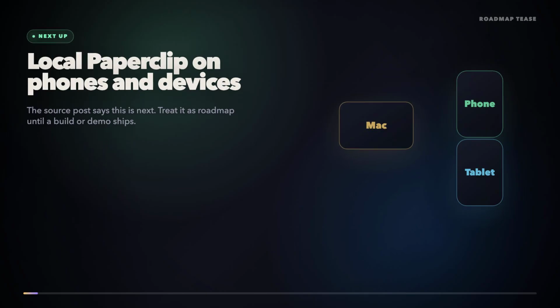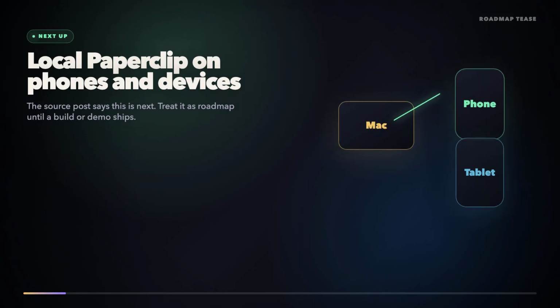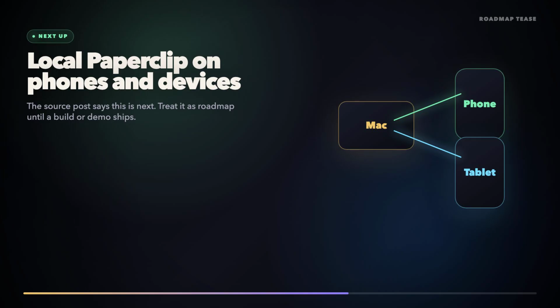The most interesting line in the post is the roadmap tease. Aron says the next step is Paperclip Desktop exposing your local Paperclip, so it becomes available on phones and other devices. Treat that as upcoming, not shipped, but it fits the direction. If Paperclip is meant to manage autonomous work, then access from a laptop, a phone, or a trusted remote shell becomes part of the product story.